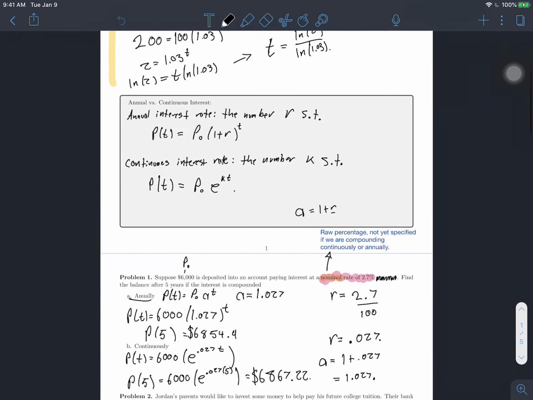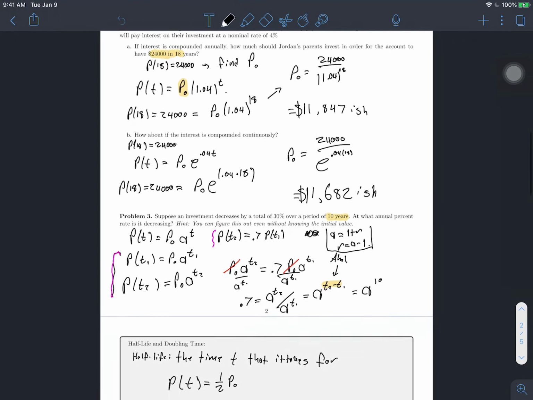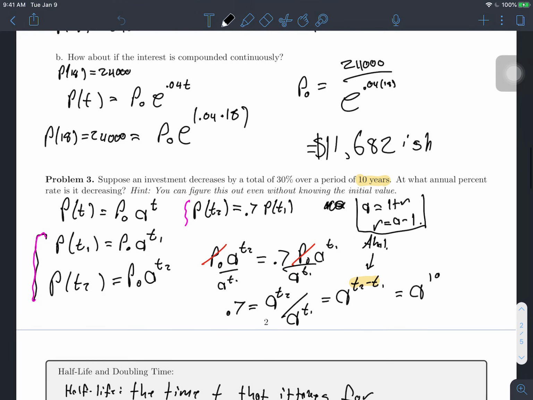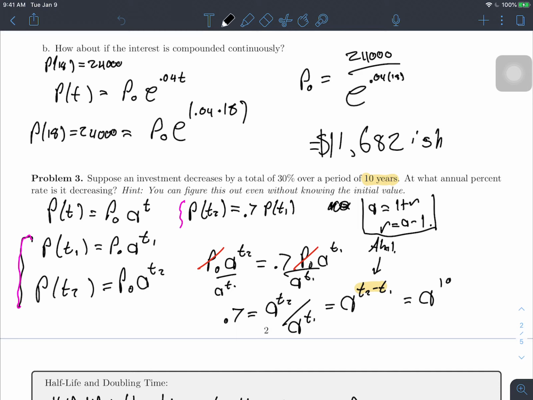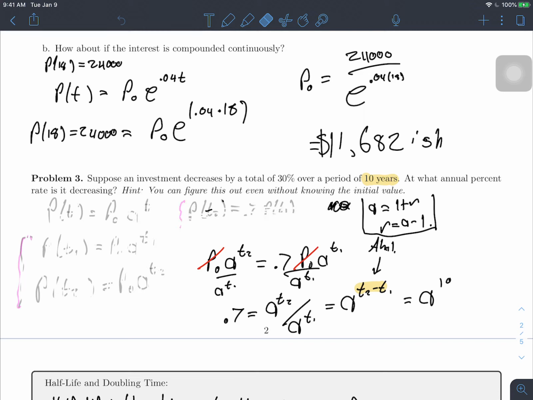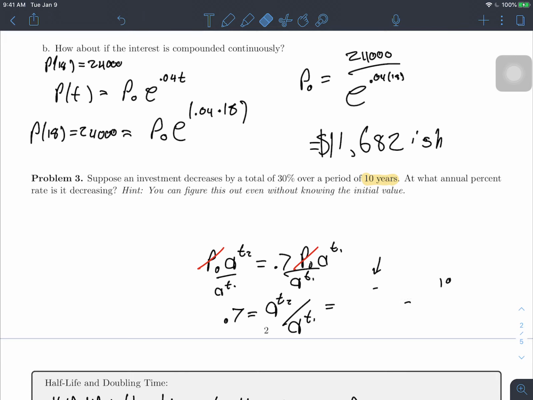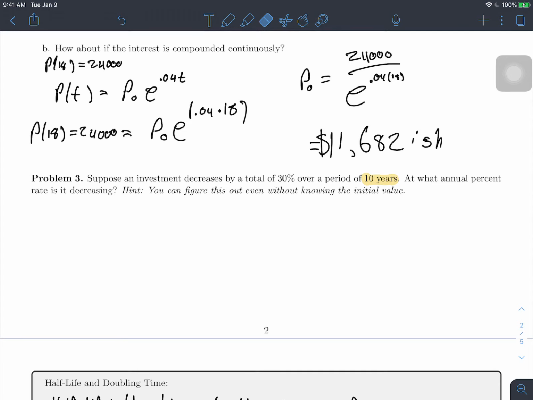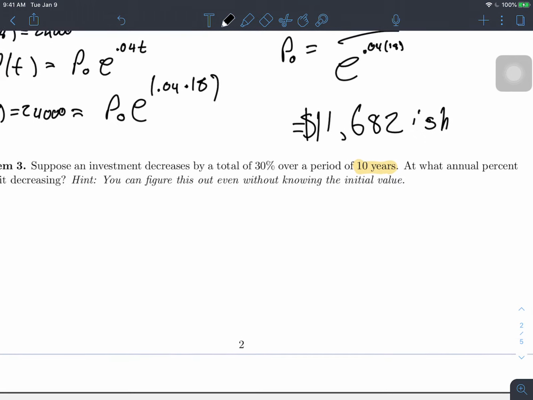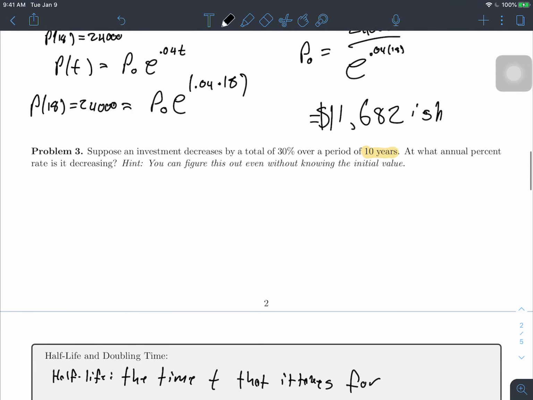Okay, here we go. Annual versus continuous interest. What problem was it again? 3. So this 30% decrease over a period of 10 years problem? Yeah. Okay, sweet. We can redo it. I just got really tripped up on the part where you're looking at P of T1 equals P not A to the T1, and then how you use all of that to compute the answer. Yeah. Can you verbalize what's confusing about this problem? I just don't know necessarily the steps at which you implement all of that. Like P of T1 equals P not A to the T1. Sure. P of T2. Okay.